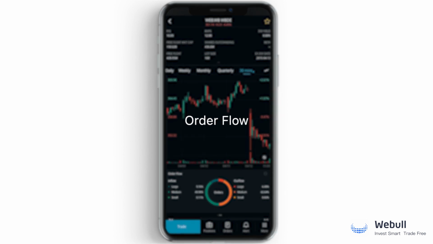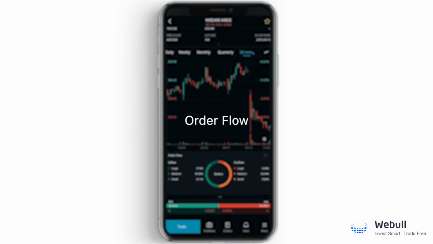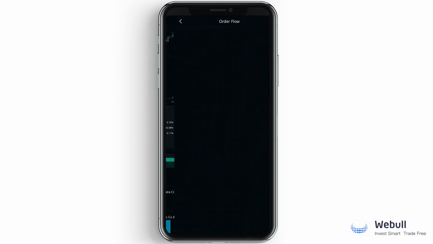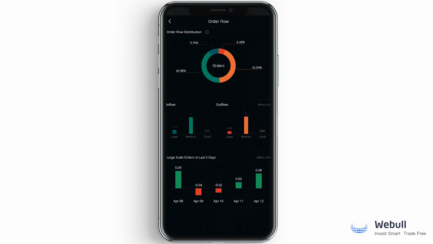Order flow. This chart is used to see which institutions or traders are trading what volume of stocks. Tap on the chart to see information on the large scale orders in the last 5 days. Webull groups historical transactions into large, medium, and small orders. Large orders are orders that account for the top 5% of the stock market turnover. Small orders are orders that account for the lowest 25% of the stock market turnover. The rest of the orders are considered medium orders.